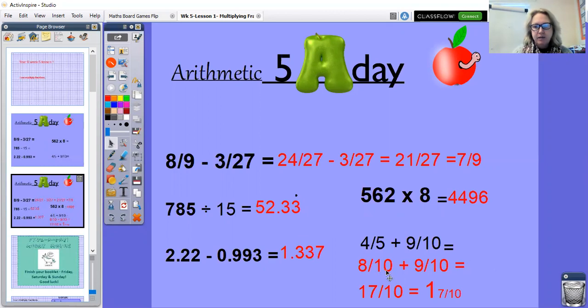And here again, change that into tenths. And then we end up with an improper fraction, which you learnt last week, which we can then change back to a mixed number. Hope you did well on those.